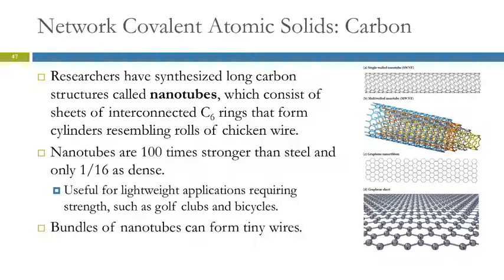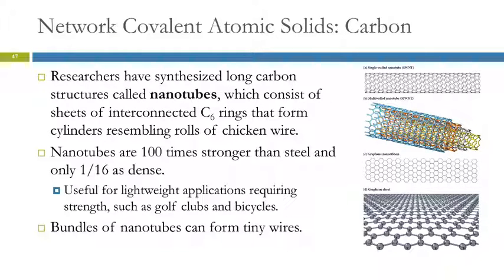We've also synthesized long carbon structures called nanotubes. So these are sheets of interconnected C6 carbon rings that form cylinders. So it's a lot like chicken wire. It looks like chicken wire, doesn't it? With the little hexagons. And so if you imagine chicken wire rolling around and making a tube, you can form a single-walled nanotube. It's called a nanotube because it's really, really small. So you can have a single-walled nanotube. You can also have multi-walled nanotubes where you've got a bunch of nanotubes nested inside of each other.